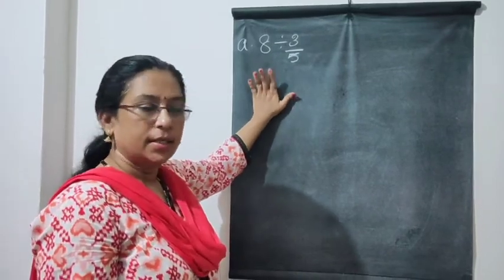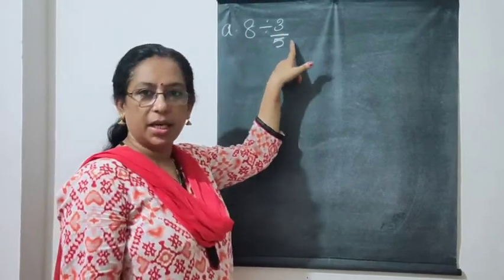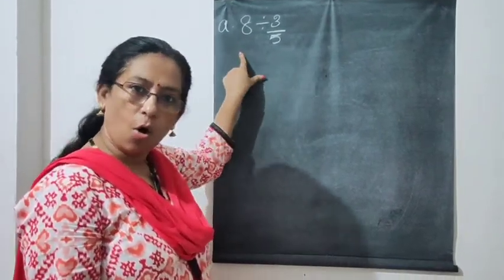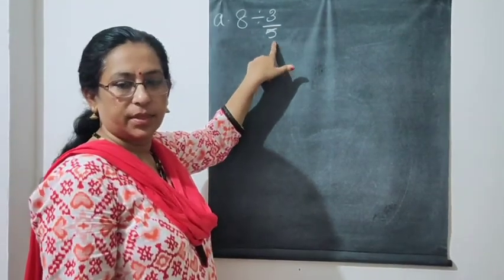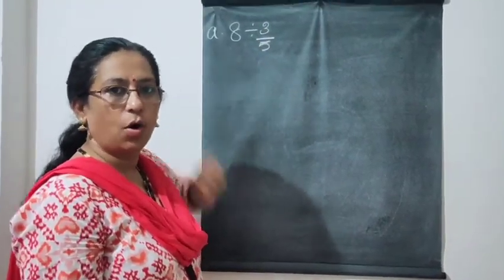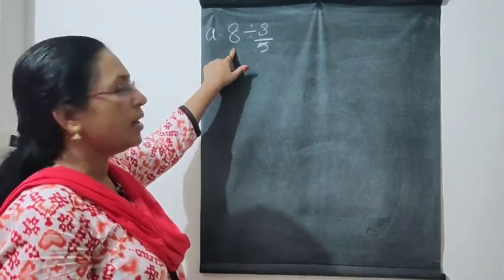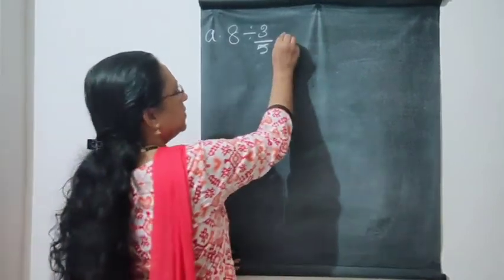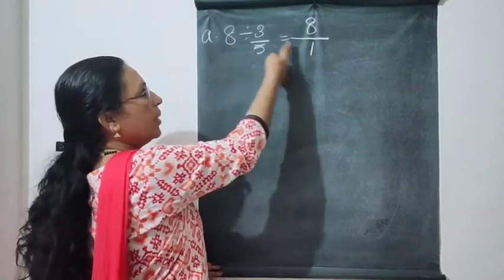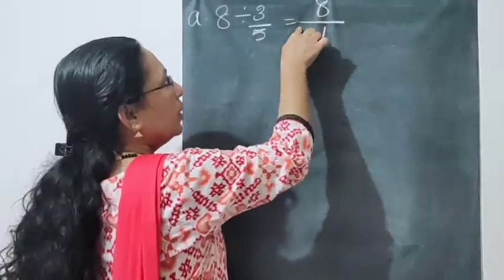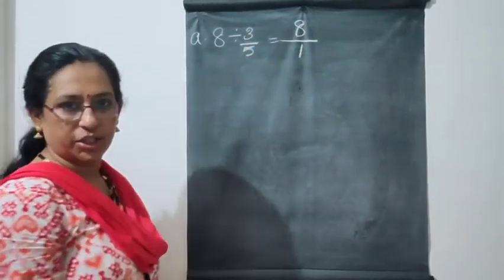Students, see one example of division. 8 divided by 3 by 5. 8 is a whole number. A whole number is being divided by a fraction. 3 by 5 is a fraction. 8 is a whole number. So first step, what do we have to do first? First, convert this whole number into a fraction. That means 8 by 1. How can we convert a whole number into a fraction? We have to write it over 1. Now 8 is in the form of a fraction.